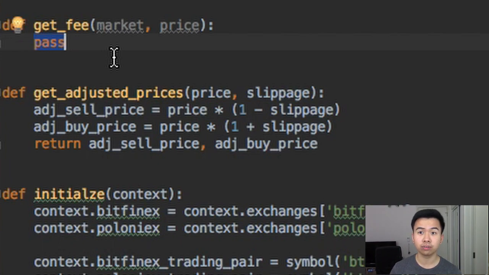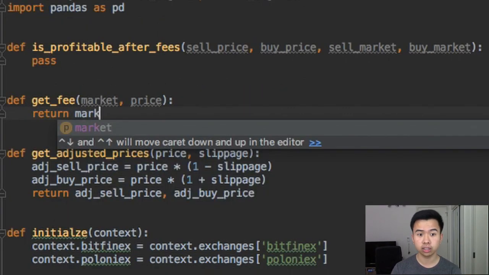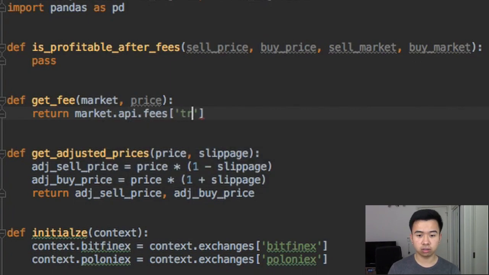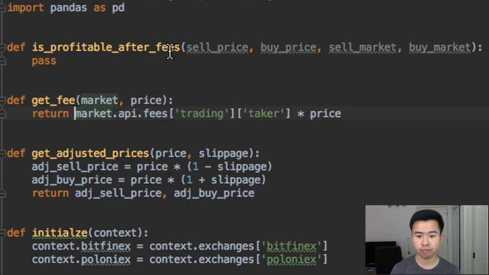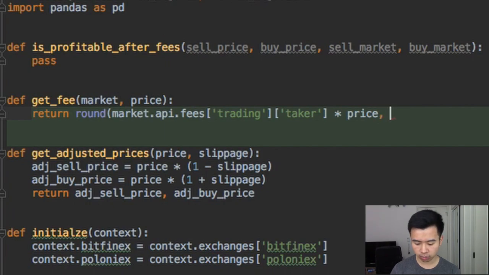Catalyst is actually built off a library called CCXT. I'll link that in my blog post. It's an open source library that connects a bunch of markets together. To actually get the fee of the market that you're trading at, you just do market.api.fees trading, and we'll do taker fees. You can multiply that by the price. And yeah, that's it. It's actually really easy to do in Catalyst. I'm going to round this to 5 decimal places.